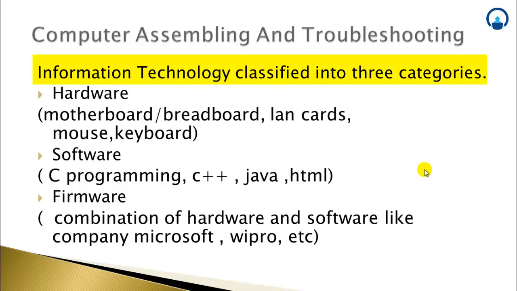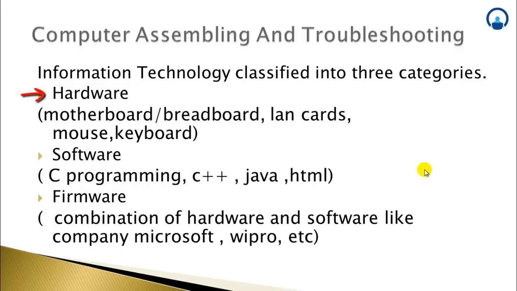IT or information technology is classified into three categories. First is hardware, second is software, and third is firmware. Now the hardware part comprises the motherboard or breadboard, then LAN cards, mouse and keyboard. You have seen the mouse and keyboards.